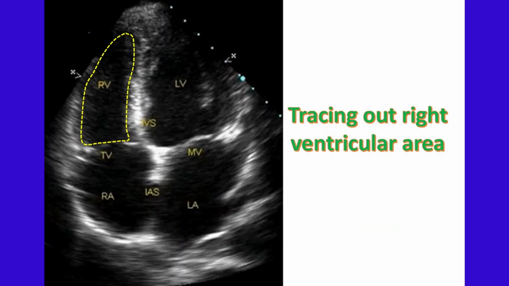Right ventricular fractional area change can be measured from the four-chamber view by tracing out the diastolic and systolic frames. Fractional area change, FAC, is equal to end-diastolic area minus end-systolic area, whole divided by end-diastolic area. Normal values range from 32 to 60%. Fractional area change is highly load dependent. Complex geometry of the right ventricle and the coarse trabeculations make tracing out the right ventricular area challenging. Still, there has been good correlation with right ventricular ejection fraction measured using magnetic resonance imaging.